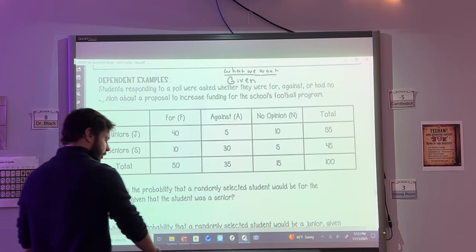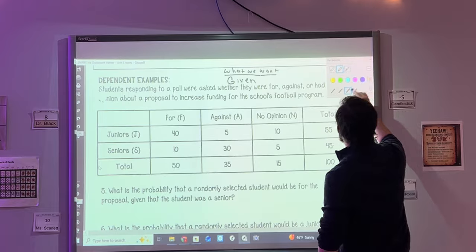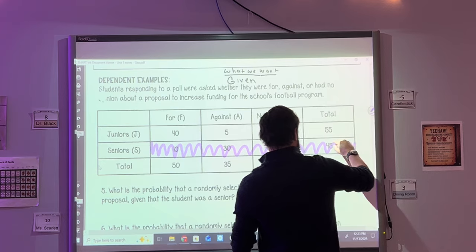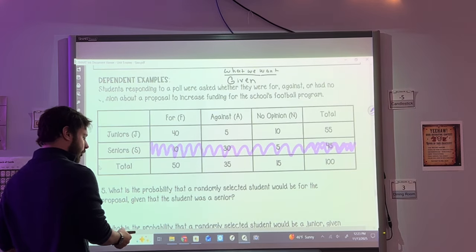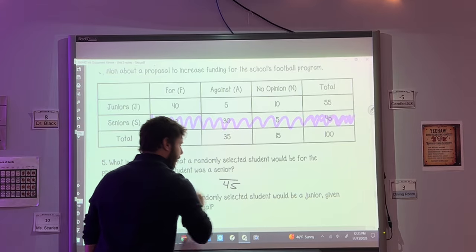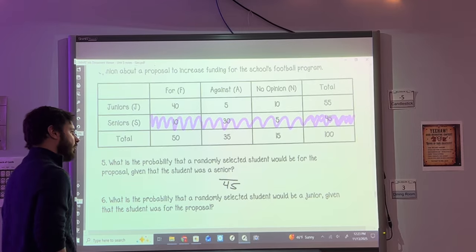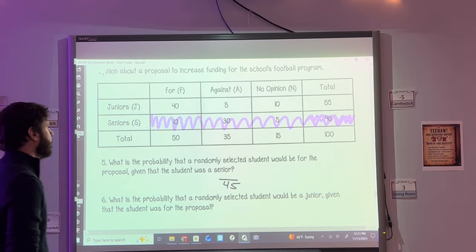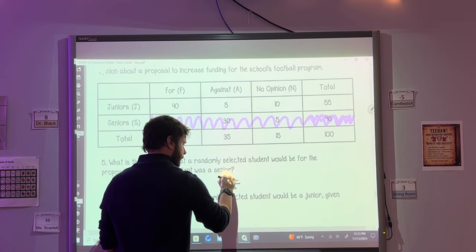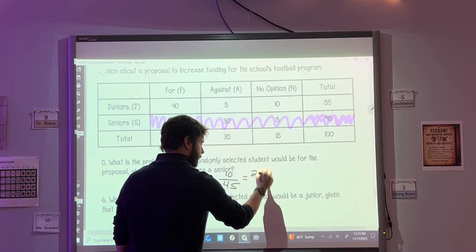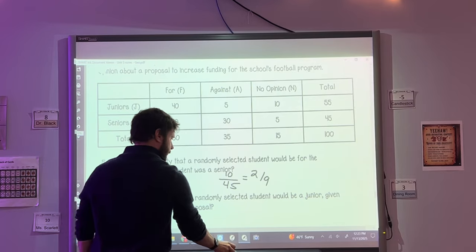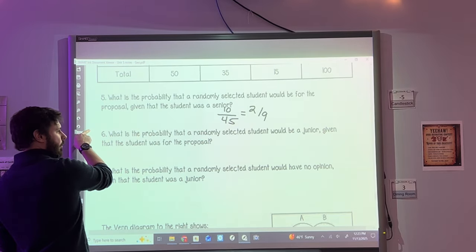Okay, how many seniors were there total? How many total seniors we got? 45 total seniors. Given that they are a senior, boom. Now, of those seniors, how many were for it? 10. 2/9. 2/9.